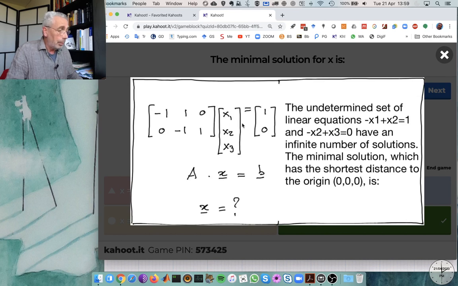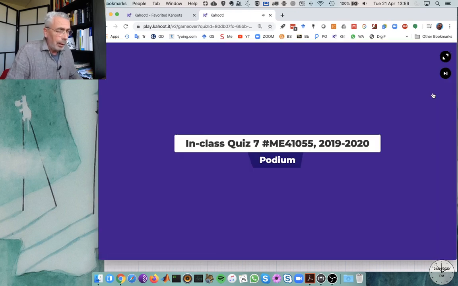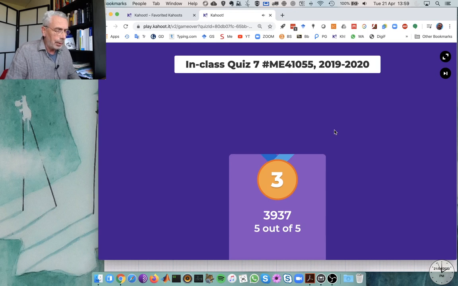Okay, most of you have the correct answer, so I can exemplify a little bit. There are, of course, an infinite number of solutions, and if you check the first and the second, they fulfill the equation. The third doesn't even fulfill the equation, so that drops out. But then this distance to the origin is 1, this is square root 2, and this is even less than 1.